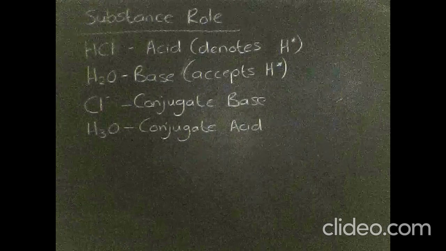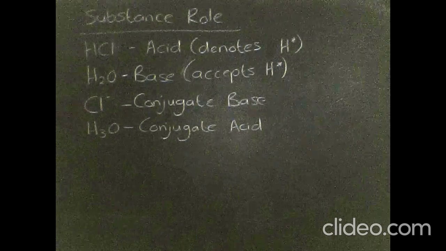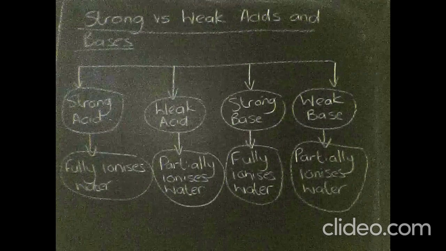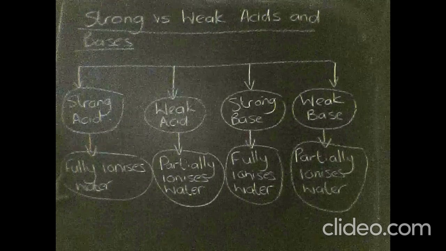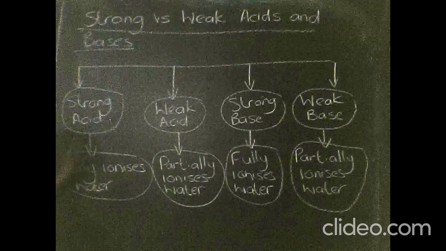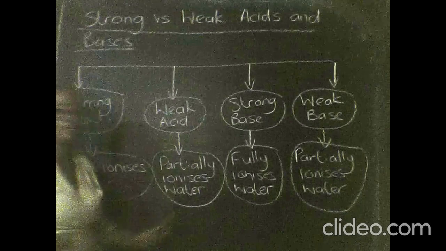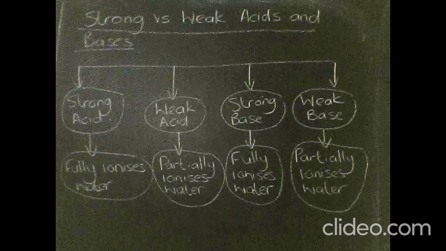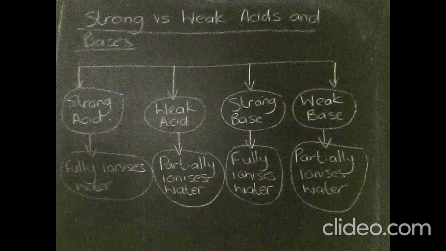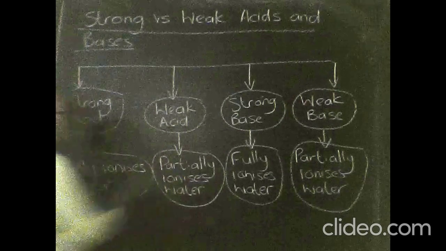Let's speak quickly on strong versus weak acids and bases. A strong acid fully ionizes in water and a strong base fully ionizes in water. But a weak acid and a weak base partially ionize in water. So that's the quickest way for me to explain strong versus weak acids and bases. Strong acids and bases fully ionize in water. Weak acids and bases partially ionize in water.